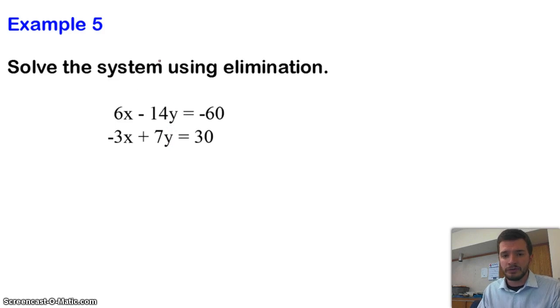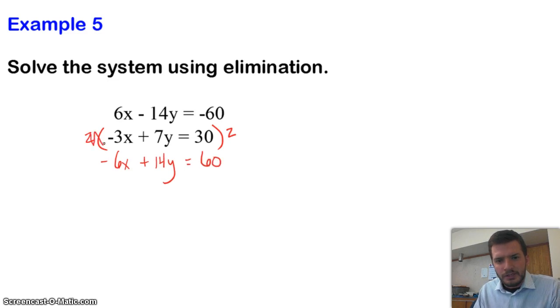So we're going to have to multiply one of the equations, and you'll notice that 3 actually goes into 6. So I'm going to multiply this one. It's a negative 3, so I just need to multiply by positive 2. I don't need to change the sign, because I'm going to end up with a negative 6 here, which is what I need. So negative 6x plus 14y equals 30 times 2 is 60. So let me cross this middle guy out.